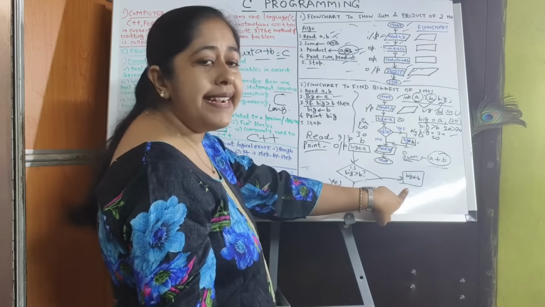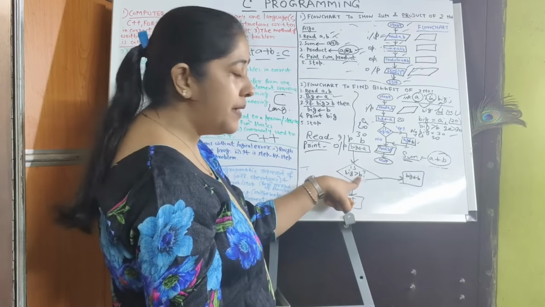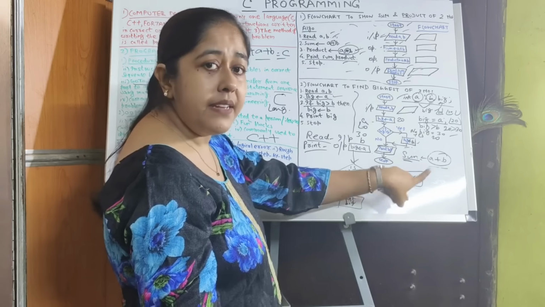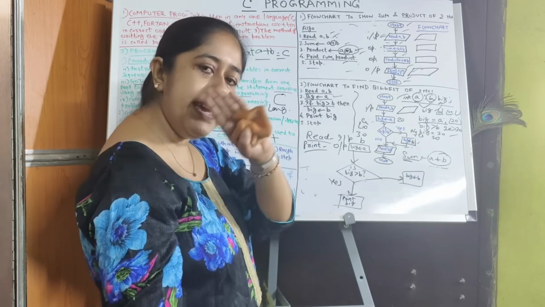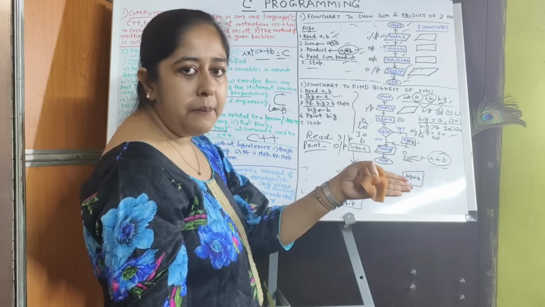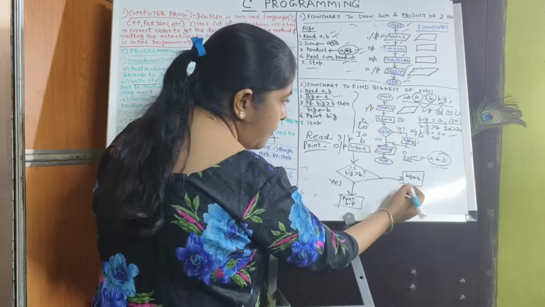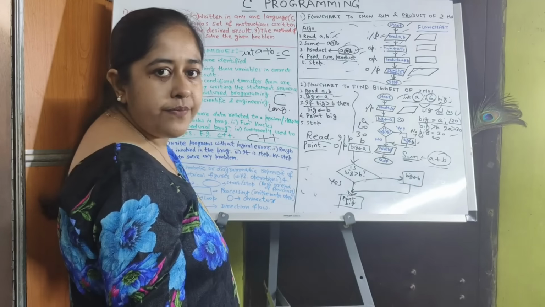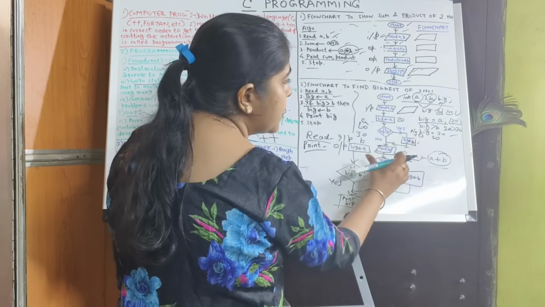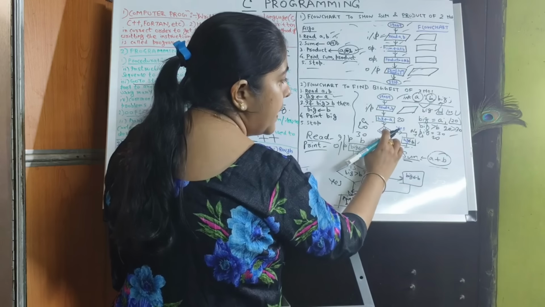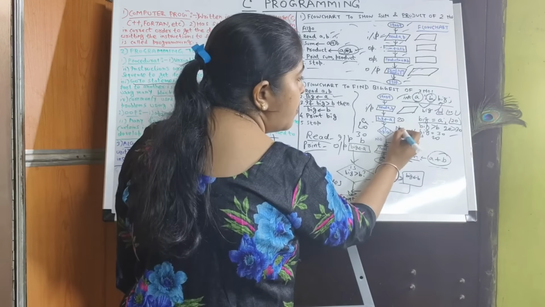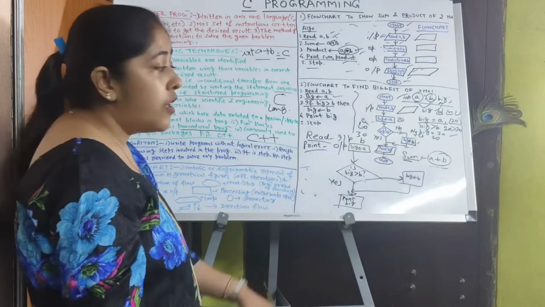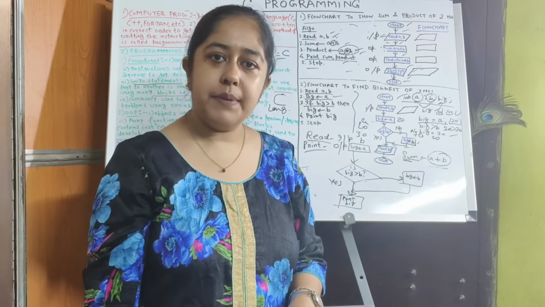But if it is not, if B is greater, then what we will do, we will assign B in big. We will remove A and assign B in big. Then what will happen? We will just put this here and print big. So here is the sequence of what is happening. Is big greater than B? If no, it will come here. If yes, then it will come here. So this is the sequence.